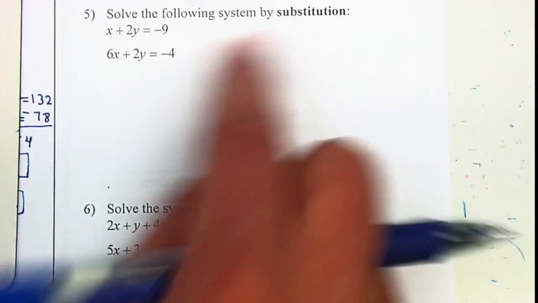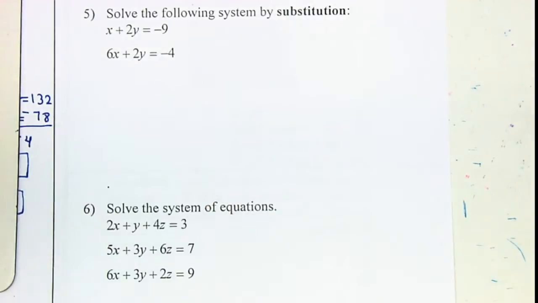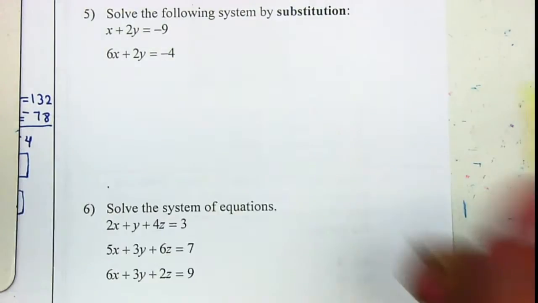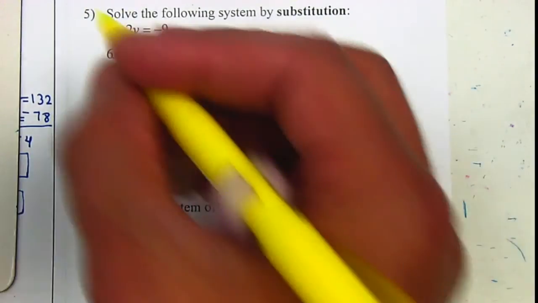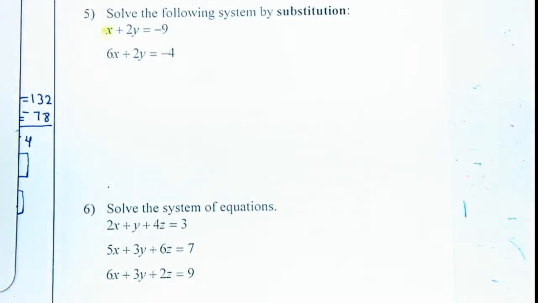System by substitution. Remember step 1, step 2, step 3. Substitution, we want to be able to isolate for one of the variables and substitute into the other equation. You want to be smart about what you choose for the first equation. You want to leave the variable that's already by itself. It makes it a little bit easier, and you end up with fewer fractions. So in this case, I'm going to use the first equation.